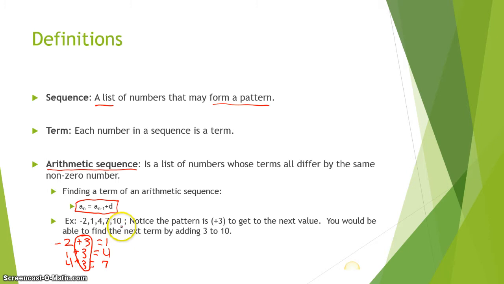So would you be able to find the next number here? If I have 10, can I find the next value? And the answer would be yes, because you would add 3 to 10 to get 13. So there is a pattern, a sequence taking place by adding 3. -2, 1, 4, 7, and 10, these are all terms. These are all numbers in a sequence.